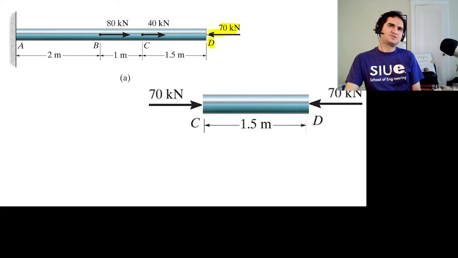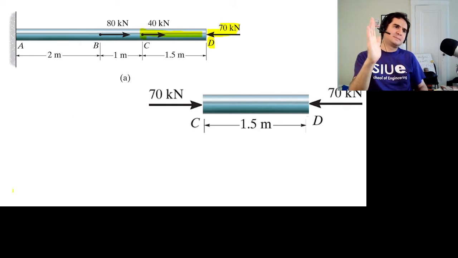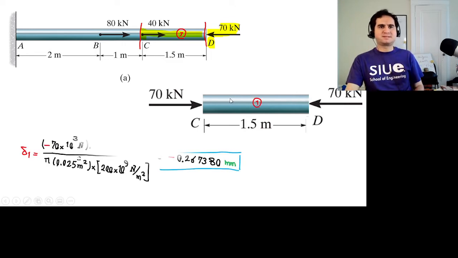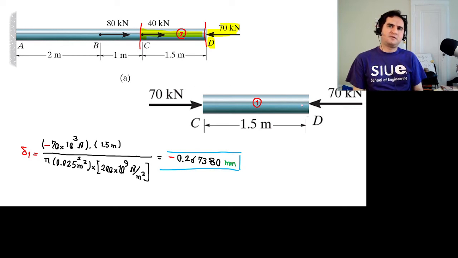If you look at the structure from right to left, you can easily see as you move from D to C, you are experiencing only a 70 kN push until you reach the starting point of this 40 kilonewtons in the other direction. As if we can just take C to D out and call it piece one, with a push at both sides by the amount of 70 kilonewtons. In that case, delta 1 is nothing but a negative for a push, 70 times 10 cubed newtons times the length, NL over EA for the first piece.